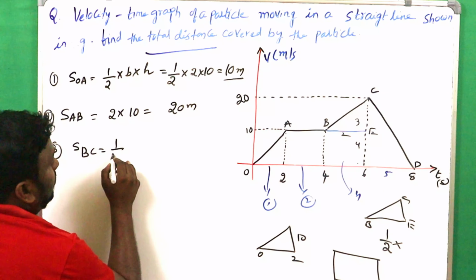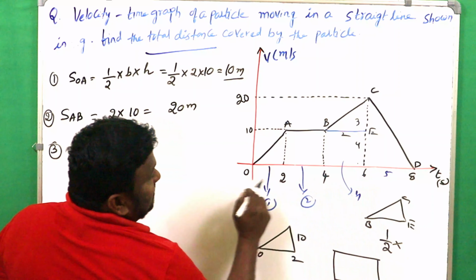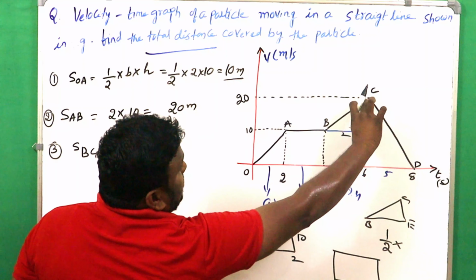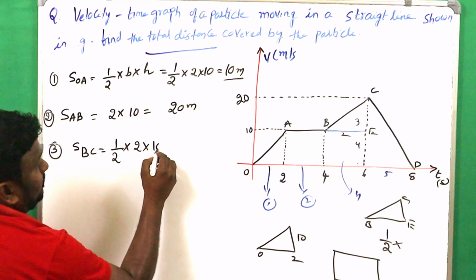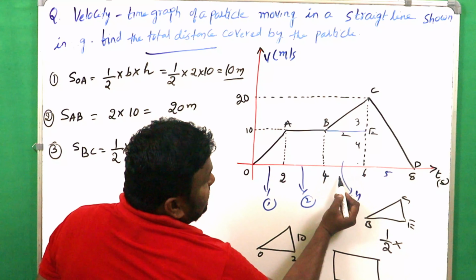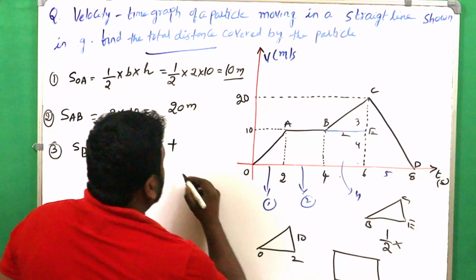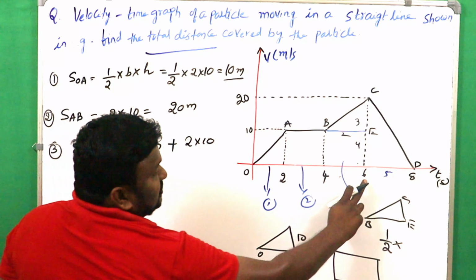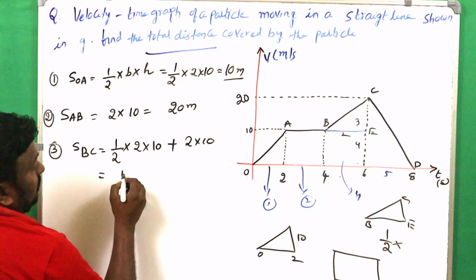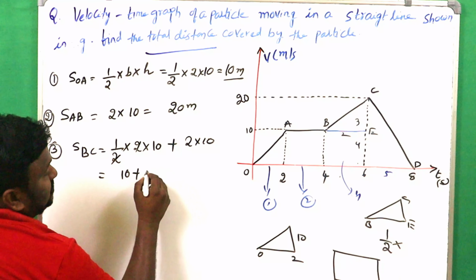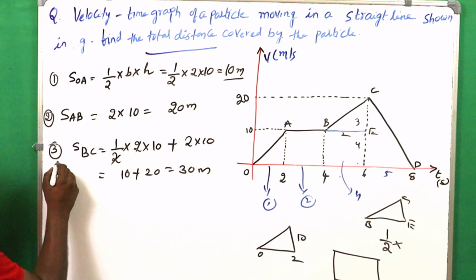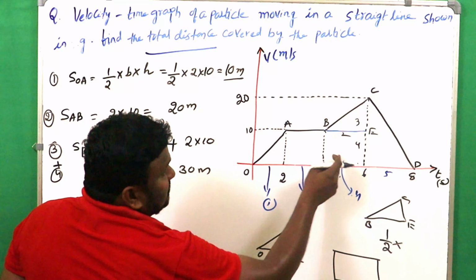So we write half into 2 into the height, 20 minus 10, 10. Plus, the rectangle with the same length into breadth: the length is 6 minus 4, which is 2, and the breadth is 10, so 2 into 10. The 2 cancels, and 10 plus 20 is 30 meters. So that is the third and fourth parts, 3 plus 4.